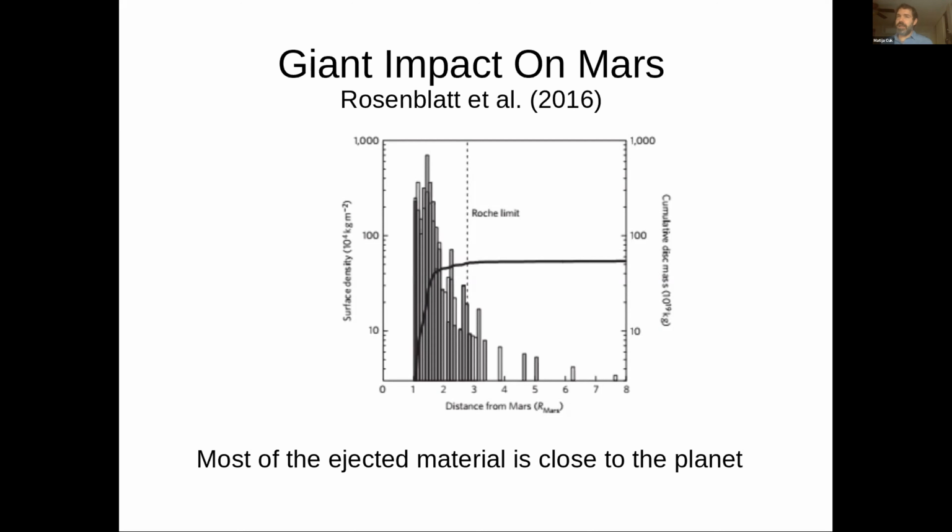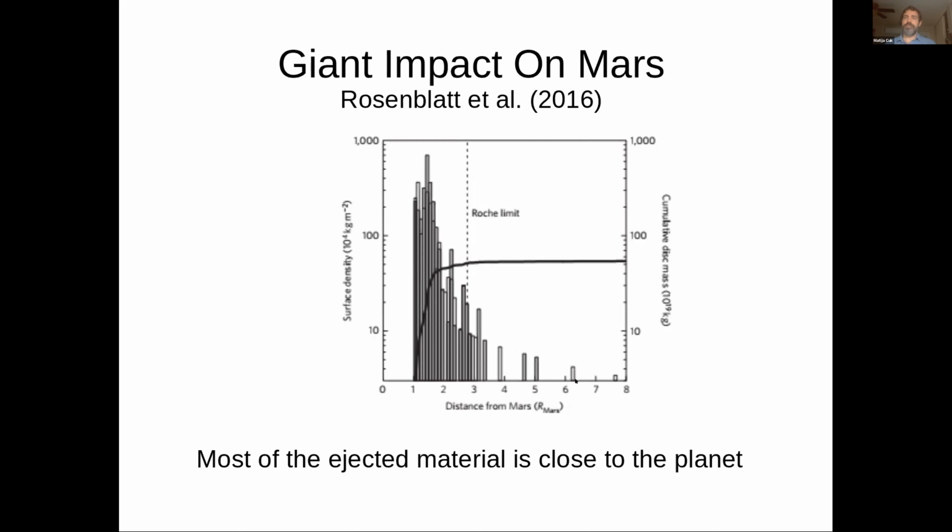You can see here on the y-axis the amount of mass in logarithmic scale versus the distance from Mars. Most of the material that is ejected in a giant impact on Mars is within the Roche limit. Within the Roche limit, you only have rings. Outside of the Roche limit, you can have moons. So very little material actually ends up far enough to form moons rather than rings.